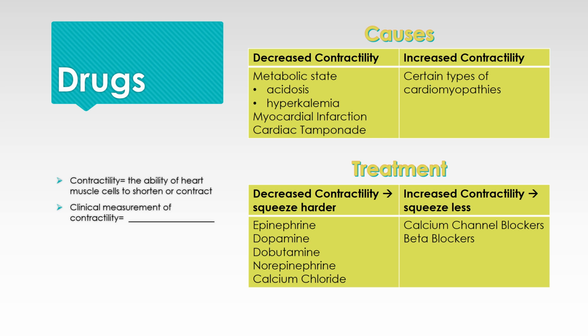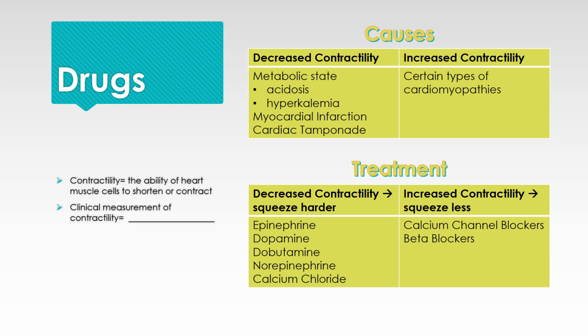What kind of causes affect contractility? Well, one is if we have a decreased contractility, we'll see again that acidosis likes to really cause problems. Myocardial infarction, which is a heart attack, and cardiac tamponade when the heart's actually being squeezed with blood and it can't actually pump very efficiently. Those are all examples of decreased contractility.